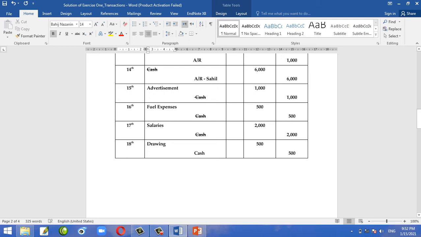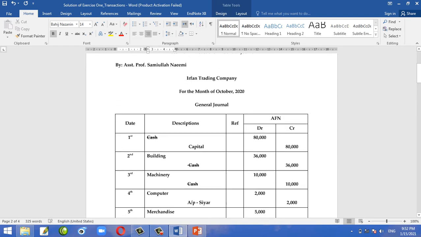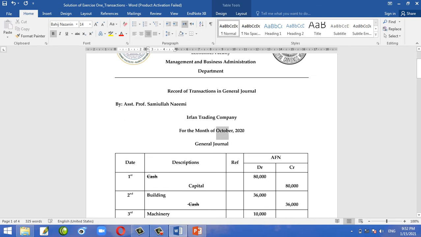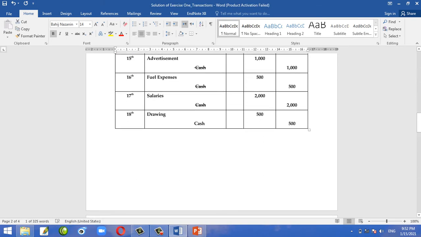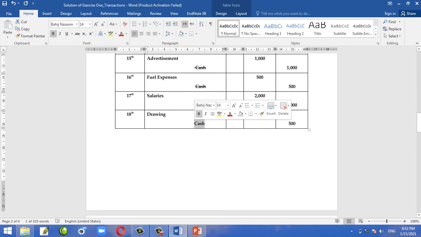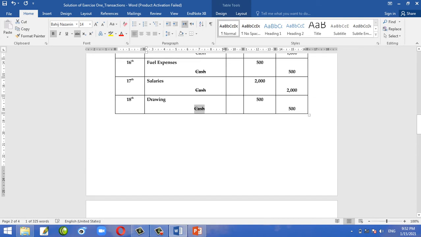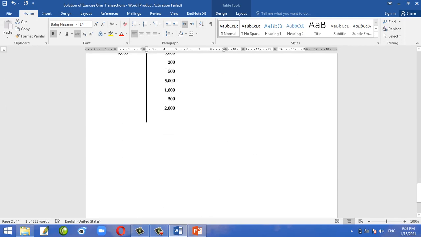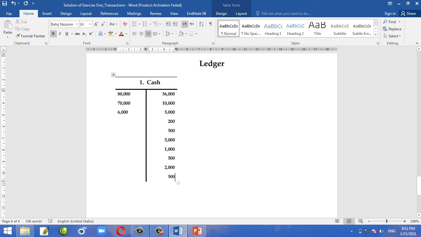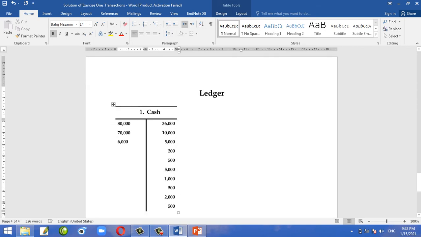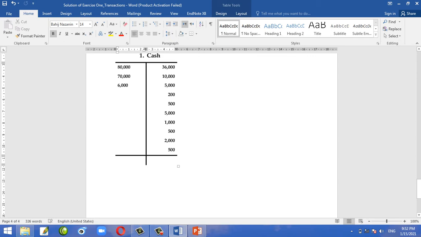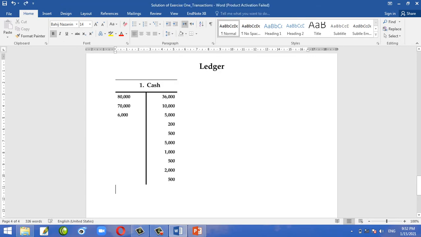Now come to the next one. Do we have cash on 18th of the month? Sorry, not January, October. Yes, we have cash 500 as credit on 18th of October 2020. We have to record 500 as credit in cash ledger. So this one is the cash ledger.